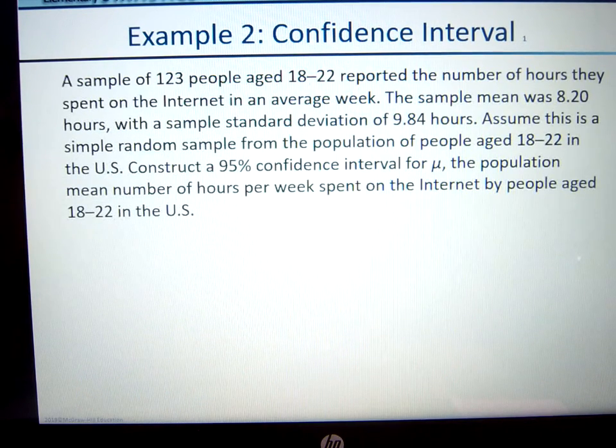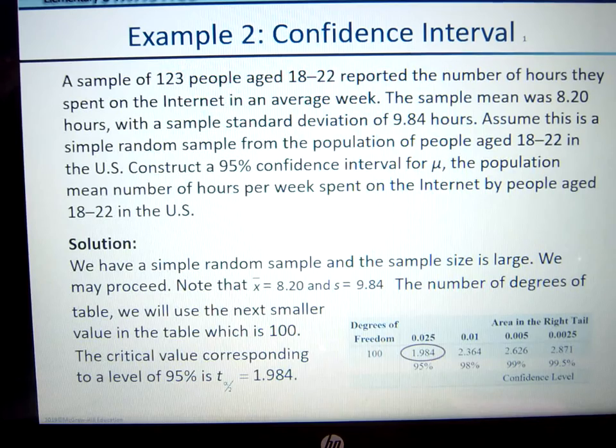All right, so the sample of 123 people aged 18 to 22 reported the number of hours that they spent on the internet in an average week. The sample mean was 8 hours and 20 minutes, with a sample standard deviation of, wow, 9.84 hours. Assume this is a simple random sample from the population of people aged 18 to 22 in the U.S. Construct a 95% confidence interval for the value of the population mean, the population mean number of hours a week spent on the internet by people aged 18 to 22.